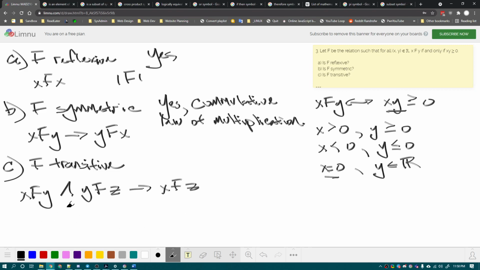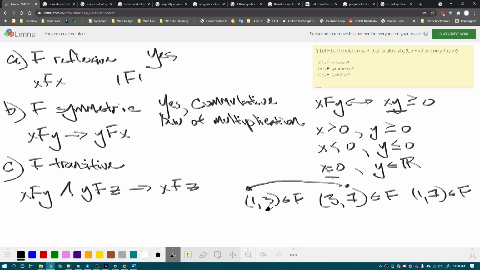And how I internally conceptualize this is it's sort of like taking a shortcut, right? So I'll give you an example. 1, 3 is an element of f. 3, 7 is an element of f. Then we need to test that 1, 7 is an element of f. Where am I getting 1, 7? It's my first one here and my last one here. I sort of picture it as skipping the 3. It's a shortcut.